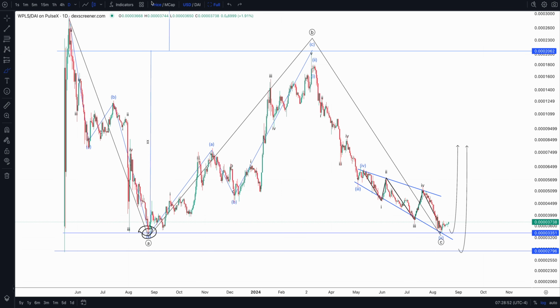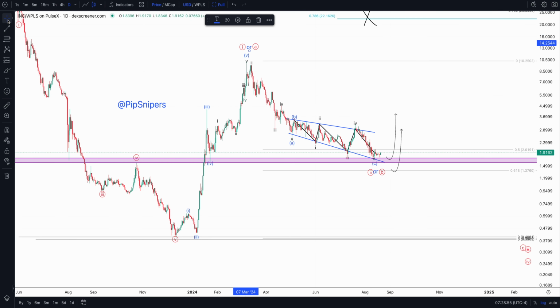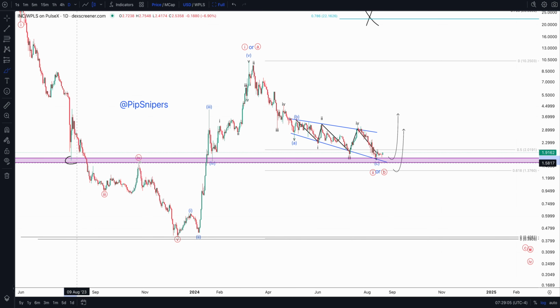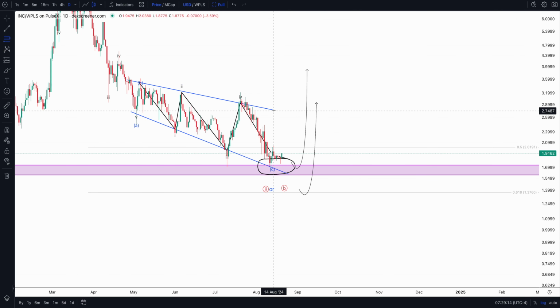Okay. Let's take a look at incentive token over here. Incentive token, everything is looking good here. Bullish descending broadening wedge off of this structural support. You see how many times we've interacted with this level over here? You guys see this? Okay.